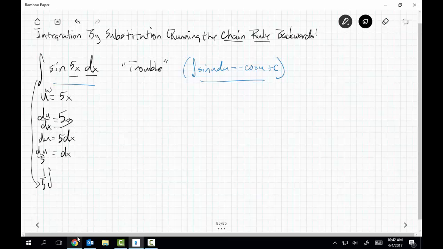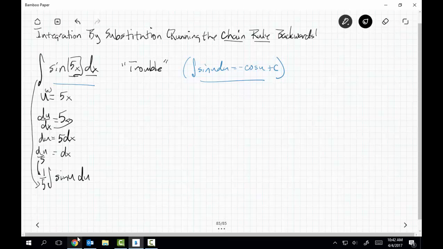Remember, the integral of a constant times a function is just the constant times the integral of the function, so I throw it out in front. Now I'm going to account for all my parts. Well, 5x, that's this guy, was u, so this becomes sine of u, and then dx is equal to du fifths. I pulled the fifth out in front, and I'm just left with a du.